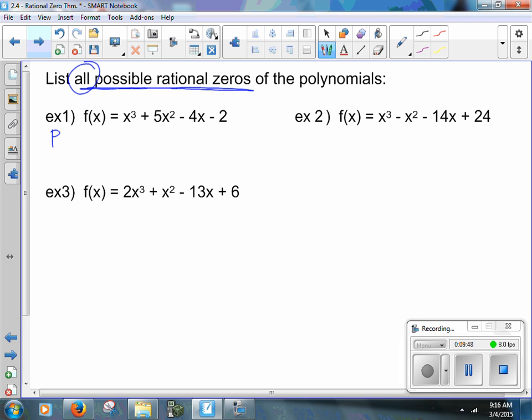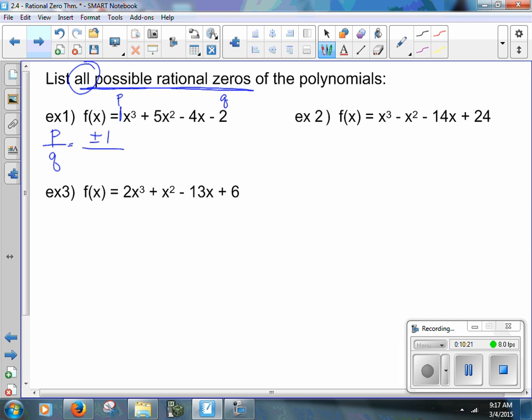What is the p value going to be? Well, wait a minute. What's the leading coefficient, y'all? 1. 1 is the leading coefficient. That's our P. What are all of the possible factors of 1? 1. So it's plus or minus 1. We got to divide that by what is our Q value going to be?